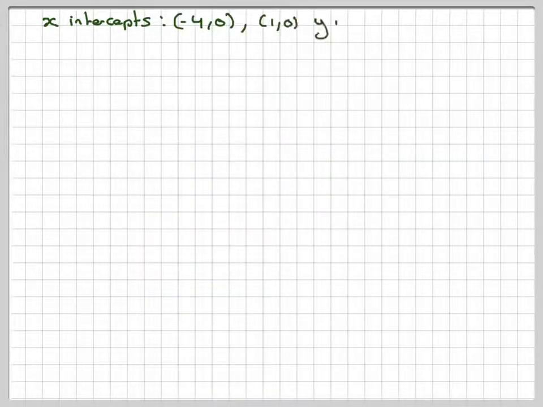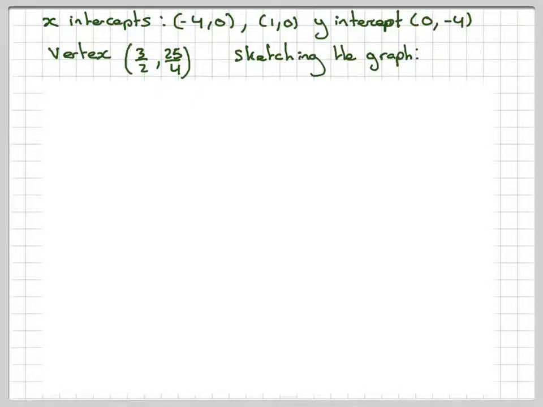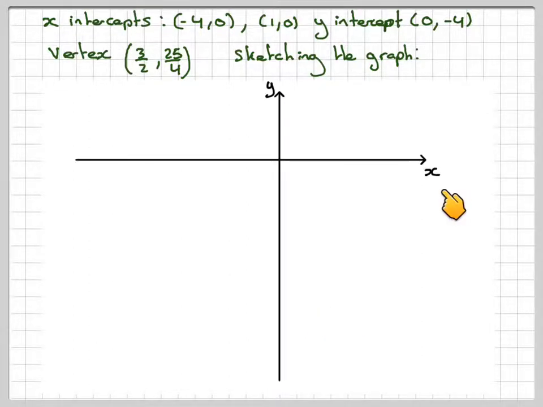Right, the next step is to summarise all the information. So we've got the x-intercepts, we've got the y-intercept, and we've got the vertex. Sketch the graph. Now a sketch of the graph is not an accurate plot. You just have to get the basic shape right. So sometimes it's best to do it on a bit of plain paper. So the first step with a ruler is to draw your axes and then label them x and y. And then roughly put on minus 4, 0, which is about there, and roughly put on 1, 0, which is about there. Now mark on 0, minus 4 down here.